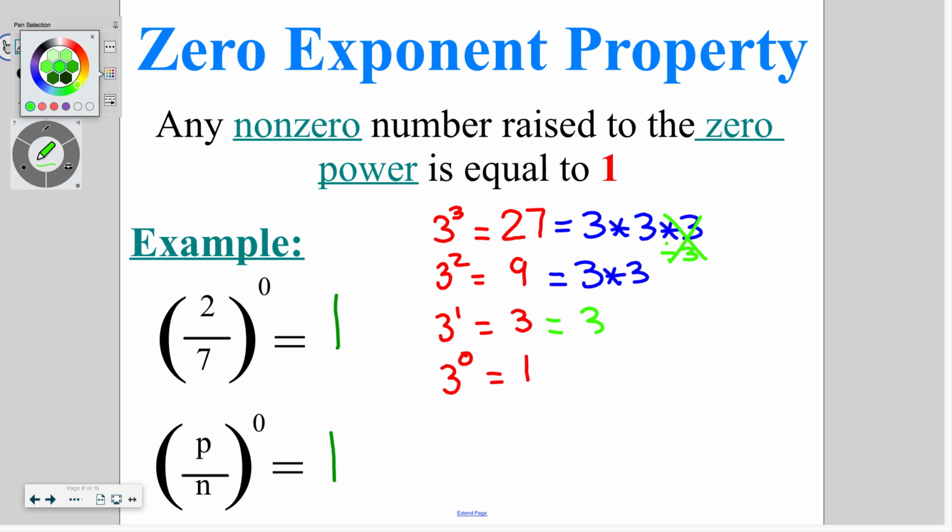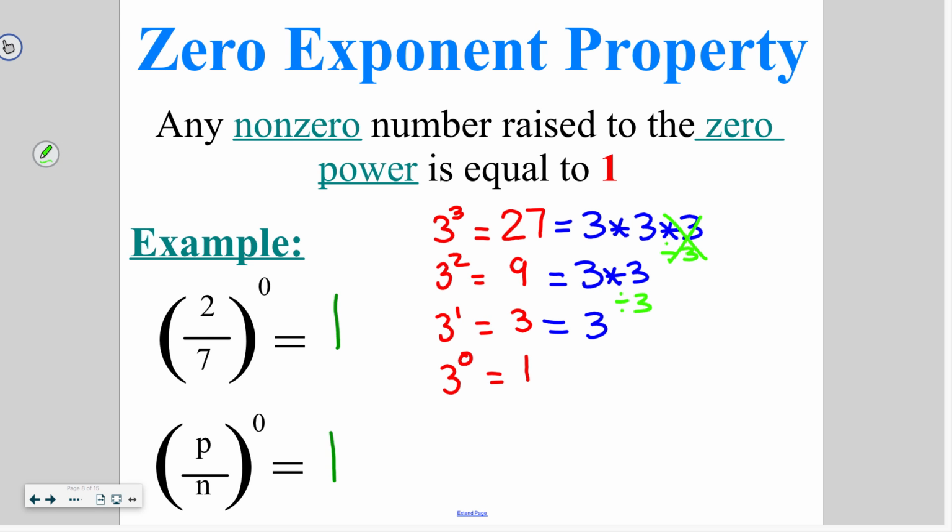Then I've got 3 to the 1st, which is just 3. So how did I get to just 3? I had to divide by 3 again to get rid of that exponent. How do I get from 3 to 1? I divided by 3. Every time the exponent decreases, that means you are dividing by the base.